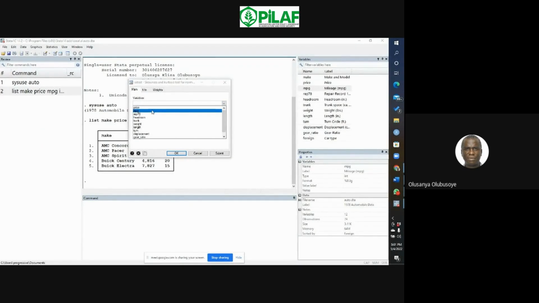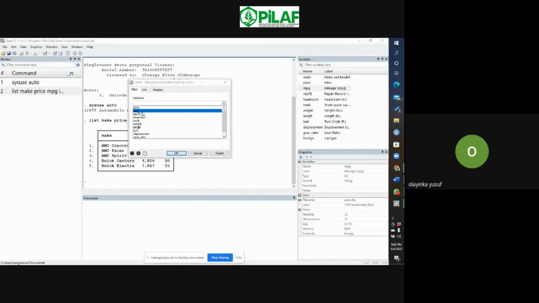But I was saying that, in the data set, the variable make is not measured on a continuous scale. And you can see, even if you want to select it in this dialog box, either by omission or commission, it will not come up because it's string.